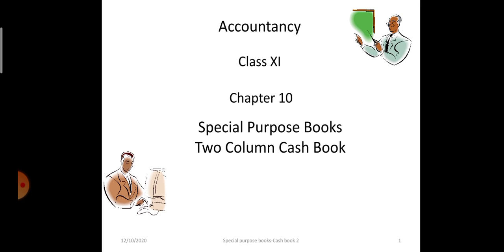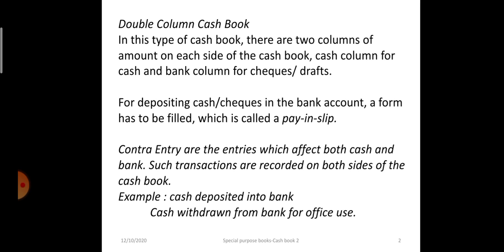Now, single column cash book is maintained when only cash transactions are recorded. When the firm or enterprise has a lot of bank transactions, then we add one more column to the cash book along with the cash column. So there are two columns, one for cash transactions and another for check and draft transactions, or bank transactions. In double column cash book there are two columns on each side: a cash column for cash transactions and a bank column for the checks and drafts.